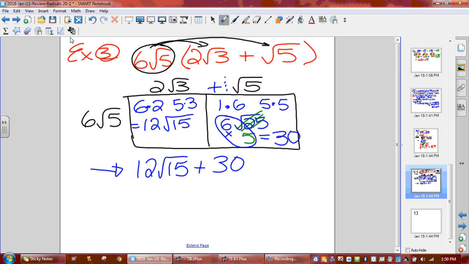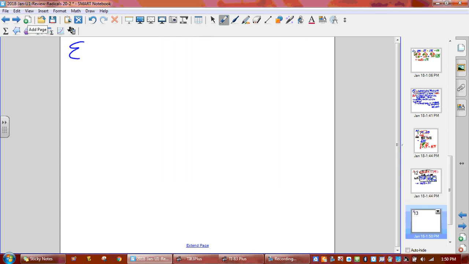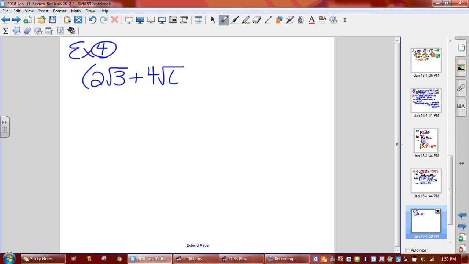Hey, example 4 is coming at you. Okay. So we're going to have 2 root 3 plus 4 root 6 times 5 root 2 minus 3 root... No, not 2. Sorry. Let's find another one that's good. Oh, let's go 8. There we go.